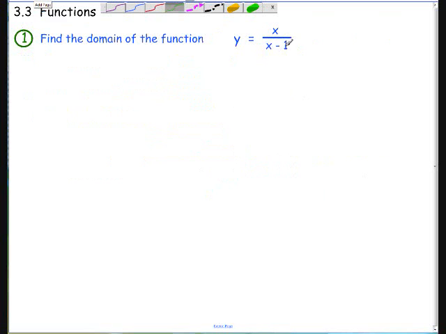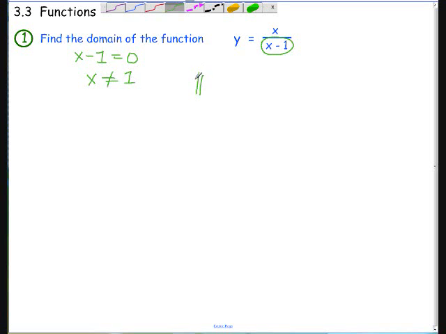Find the domain. Is there anything that we can't allow x to be? For example, can we allow x to be 0? Then our denominator would be -1. So 0 would be all right. What's the one number that will cause my denominator to equal 0? What number will cause that denominator to equal 0? x may not equal 1.